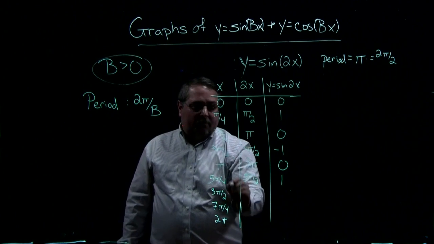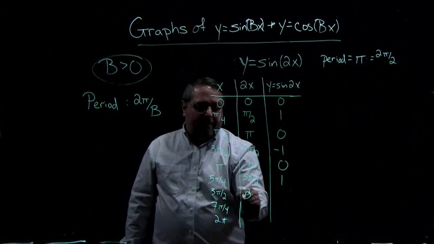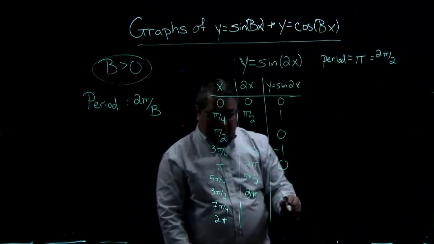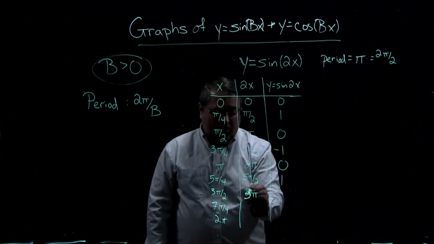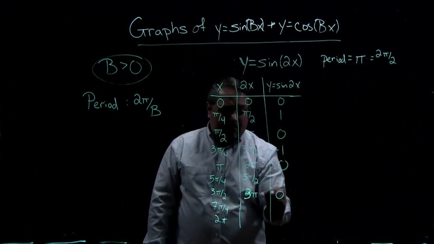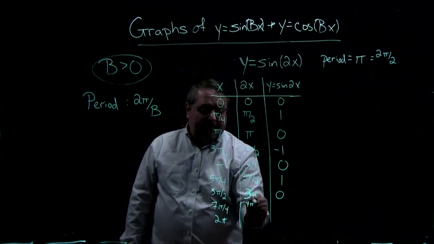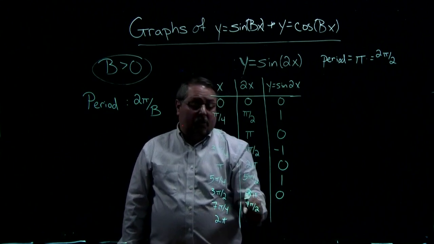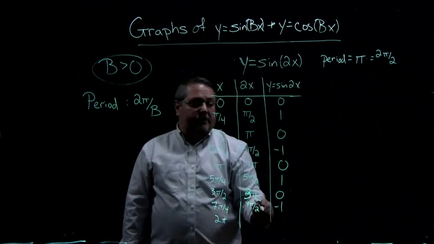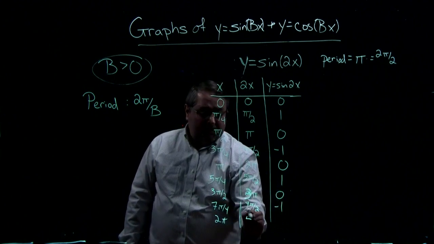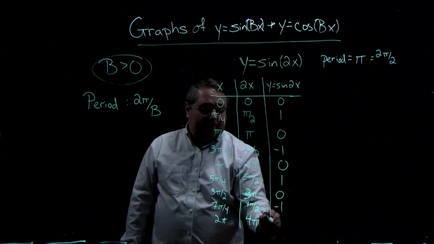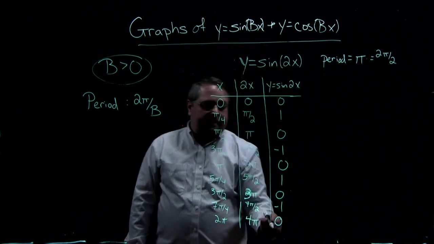3 pi over 2, multiply that by 2, we get 3 pi. That's coterminal with pi, so the sine is 0. 7 pi over 4, multiply that by 2, we get 7 pi over 2. That's coterminal with 3 pi over 2, so the sine is negative 1. 2 pi, if we multiply by 2, we get 4 pi, and the sine is 0.